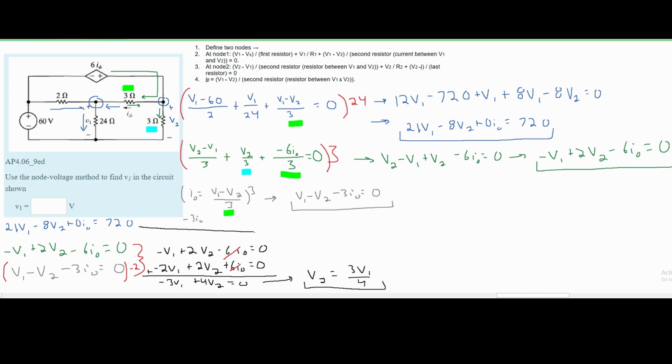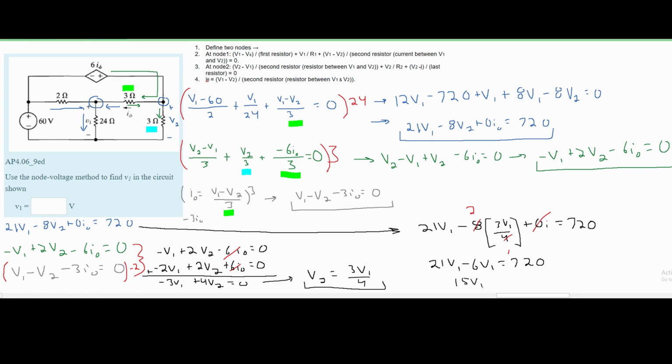We're going to plug it into this main equation right here. And if we do that, we're going to get this. So our 0 is 0. And then this we can simplify to be 2. And then we're going to have a 21 V1 minus 6 V1 is equal to 720. And then if we subtract this again, we are going to get a 15 V1 is equal to 720. And then if we divide this out, we are going to get that V1 is equal to 48 volts. So this is the voltage for V1, and this is our answer.